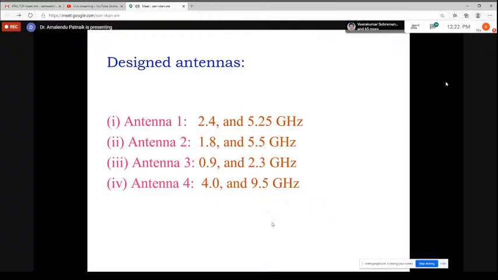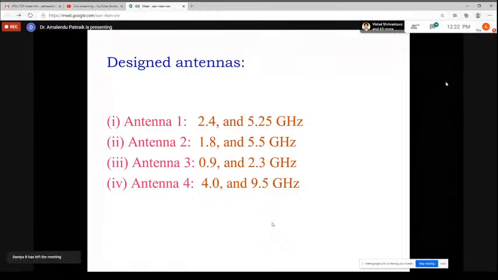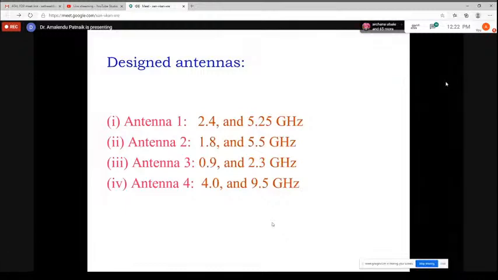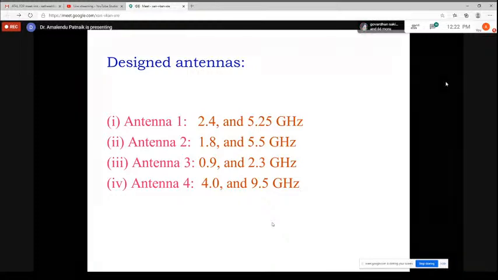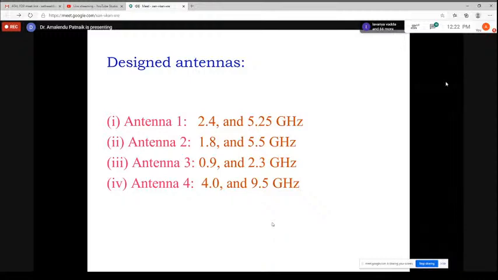But in a classical fractal structure, if the first frequency is 2.4, mostly you are going to get the second frequency at 4.8, something like that. But I don't need that one. I need my second frequency as 5.25 gigahertz, right? So for different fractal structures, you have different parameters. By playing with those parameters, you can shift those resonant frequencies. Similarly for other antennas.